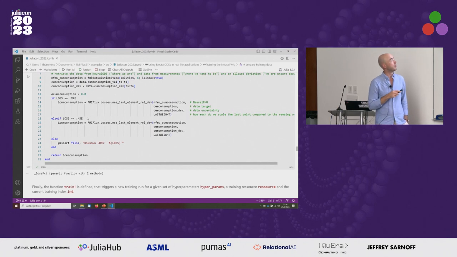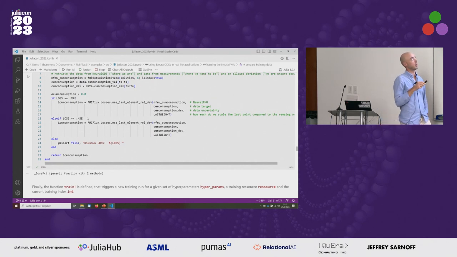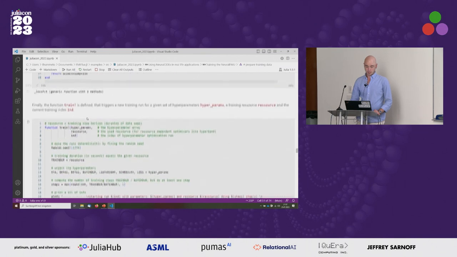And the remaining part is very familiar to you, I think. If we're doing a MAE loss, or mean average error, we use a predefined function, MAE, last element relative deviation. This means we're using the mean average error to compare, but we weight the last element more by the factor last weight, and we allow a deviation of cumulative consumption deviation, and the very same applies to the MSE option here. So this is basically our loss function, and it's not a very special one.